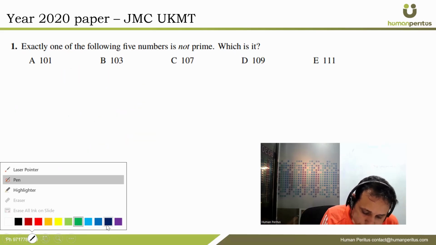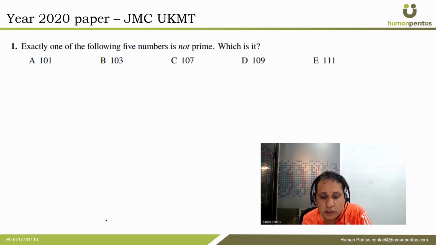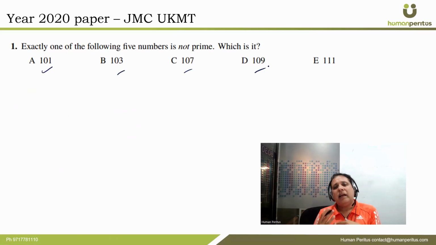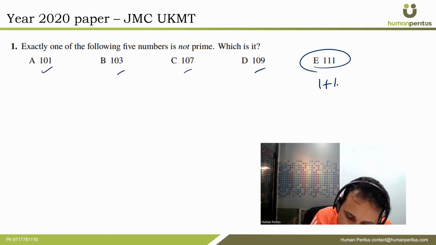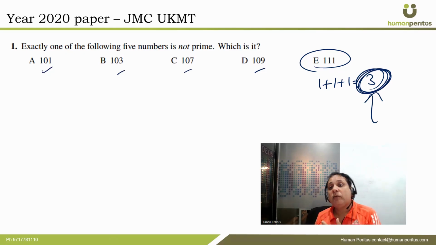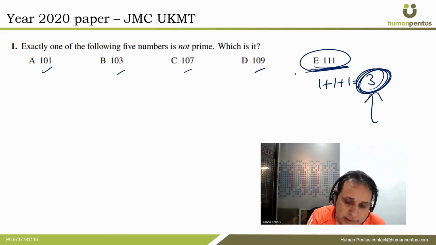Okay. Now, which of the following is not a prime? Again, you have to figure it out, but you can check. How do we check a larger number? We check divisibility by 3, by 5, by 7, then 11, and so on. In this case, you can see that for this number, 1 plus 1 plus 1, the sum of digits is 3, therefore it will be divisible by 3. And because it is divisible by a number which is not 1, it is not a prime number, and your answer is E.